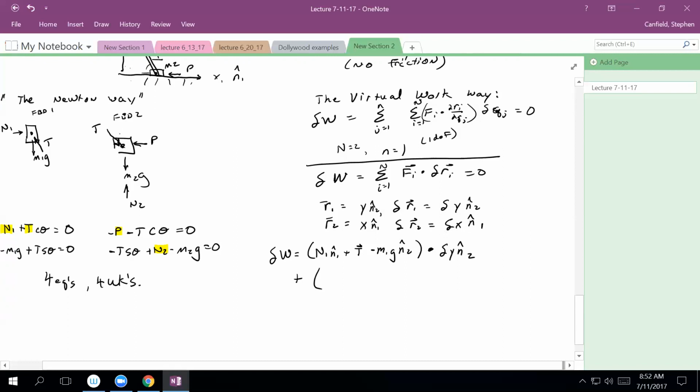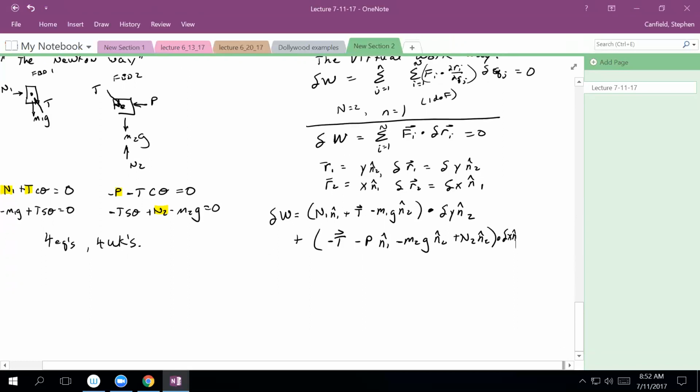The virtual work associated with the second body, which I have to add in, is the forces on these guys. So it's going to be a minus vector T, which I need to put into X and Y components. Minus P, that one is in the N1 direction. Minus M2G in the N2, plus capital N2 in the little N2 direction. And I dot this with, thank goodness Kevin caught us, partial of X with respect to N1. And that all has to equal zero.